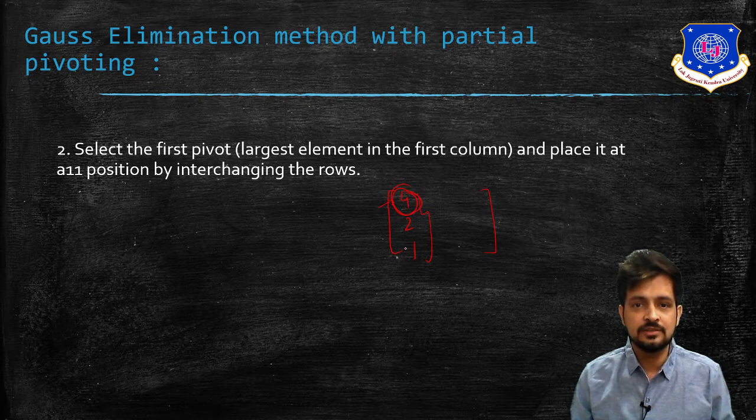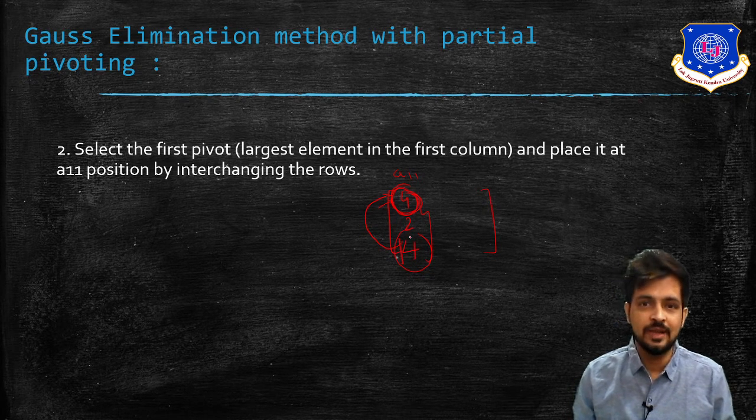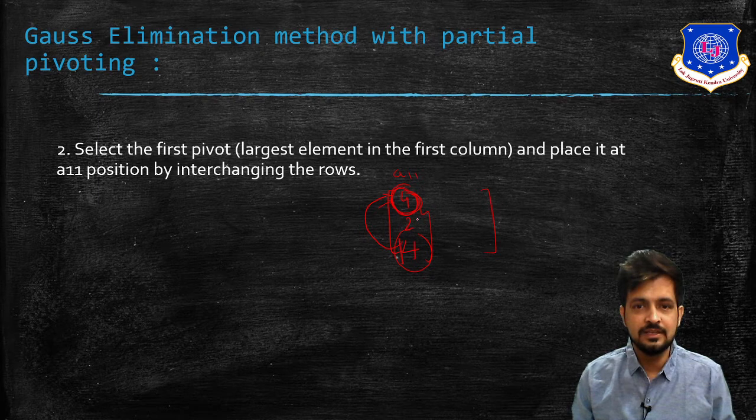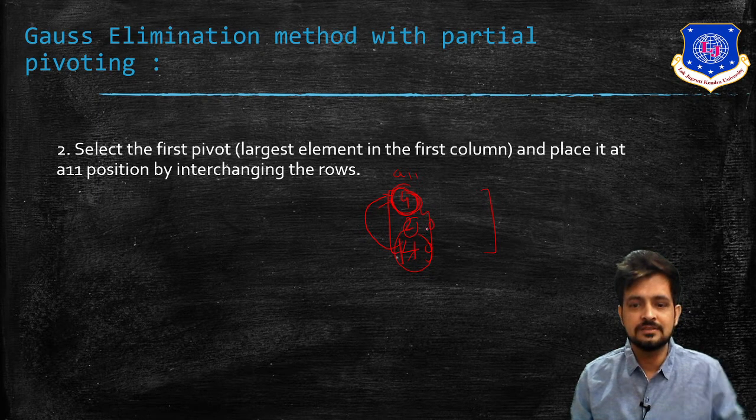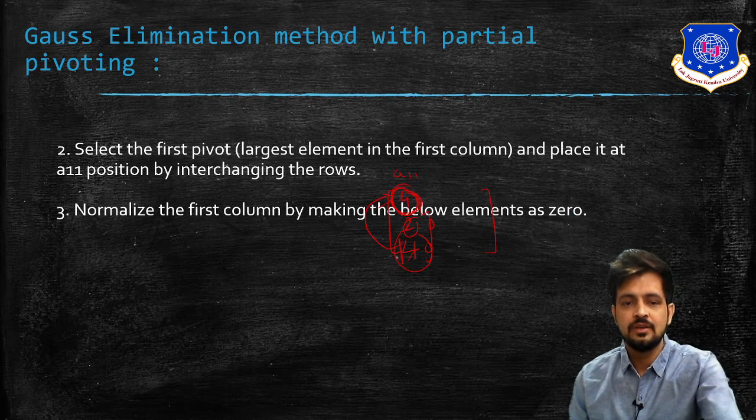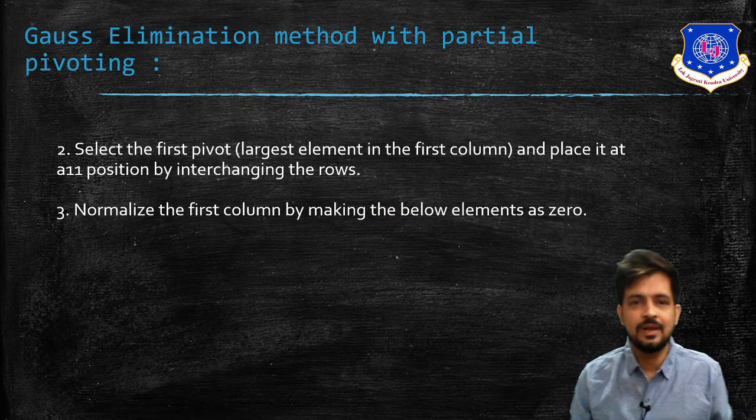If this 4 is located here, and 14 is there, then what will be the pivot? 14 will be the pivot. So we have to take 14 to A11 position, and using that 14 we have to normalize these two. Now what is the meaning of normalization? We have to make these two elements 0. So this is known as normalization.